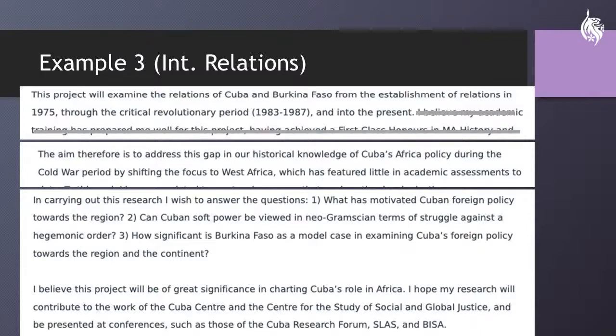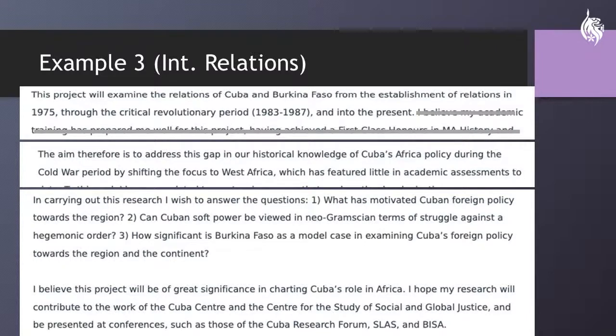This is the clincher line. So the aim is to address this gap in our historical knowledge of Cuba's Africa policy during the Cold War period by shifting the focus to West Africa, which has featured little in academic assessments to date. So here they're positioning it very clearly about where they want to go with this.